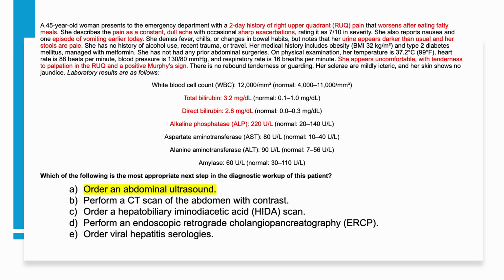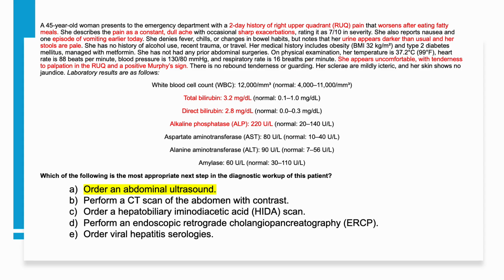Alright, so the correct answer was A. You're going to want to order an abdominal ultrasound. So let's go through the question stem and figure out what was pointing us to this finding. Alright, so we have a 2-day history of right upper quadrant pain. So what lives in our right upper quadrant? That's going to be your liver and your gallbladder.